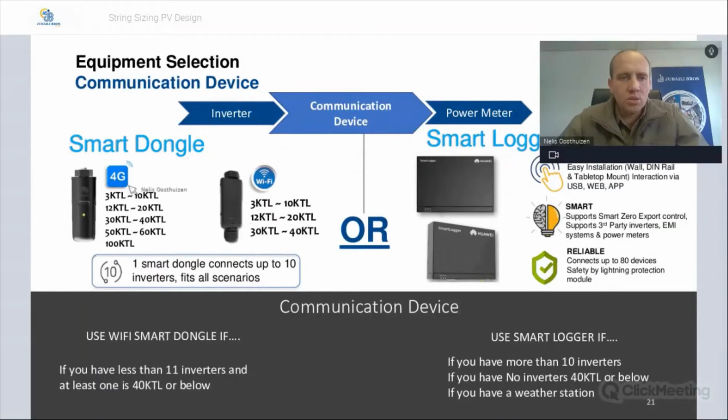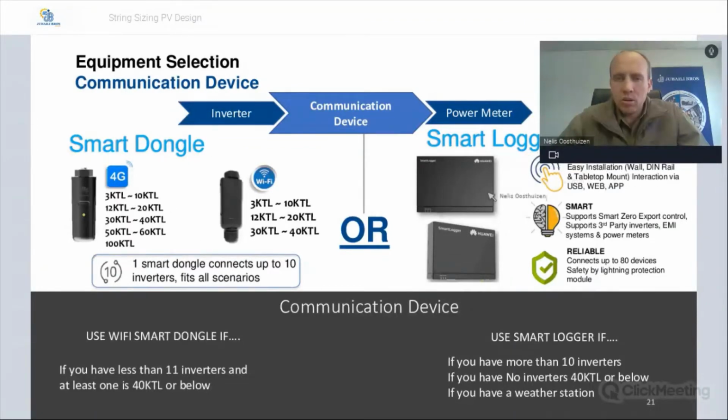You've got a smart dongle option, which is on 4G or on Wi-Fi. And then you've got a third option of the Smart Logger 3000A. So which communication device do you use? The recommendation is to use the Wi-Fi smart dongle if you have less than 11 inverters and at least one is 40 kTL or below. So that's when you use the Wi-Fi smart dongle. The 4G dongle is for remote places where you do not have Wi-Fi available, and the 4G dongle is compatible with the inverter range from 3 kTL all the way to 100 kTL.